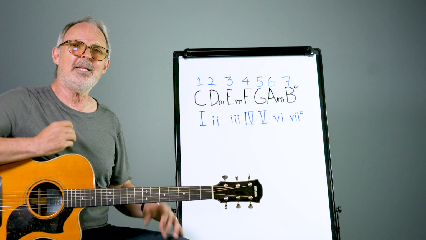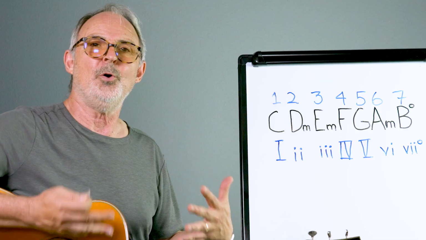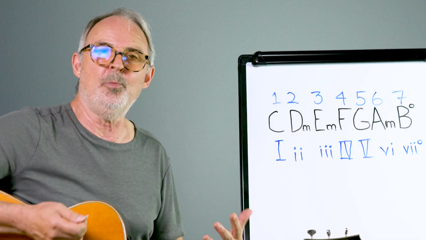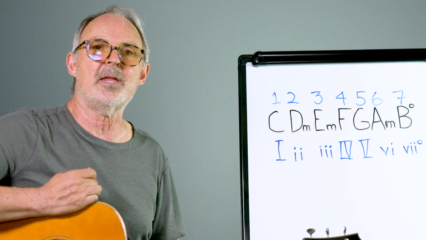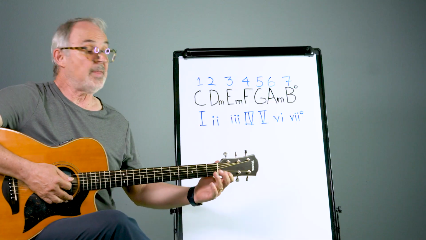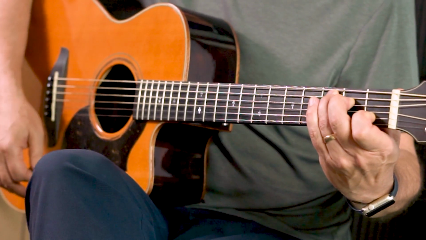I want to talk just a little bit about the functions of the chord. The 1 chord we often call the home chord. It has a sense of stability. When you get to the 1 chord, you kind of feel a sense of rest. In the key of C, that's going to be the C chord.